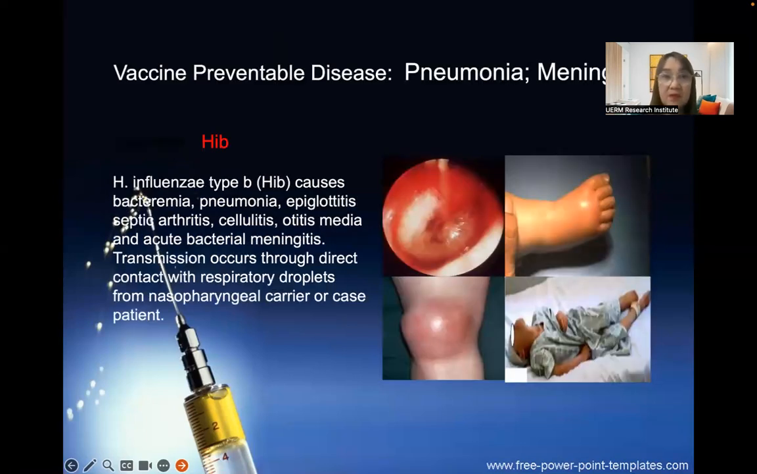And Hib causes bacteremia, pneumonia, epiglottitis, septic arthritis, cellulitis, otitis media, and acute bacterial meningitis. Transmission occurs through direct contact with respiratory droplets from a nasopharyngeal carrier or case patient.